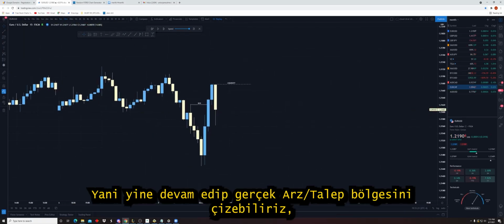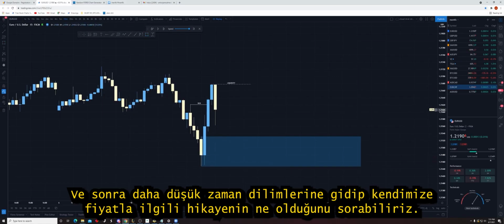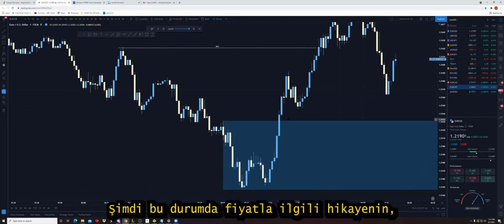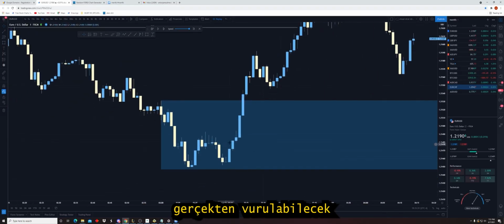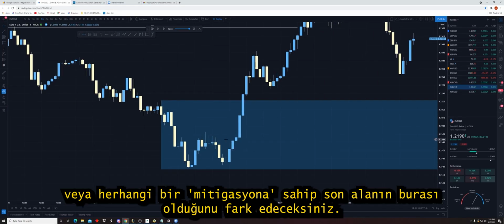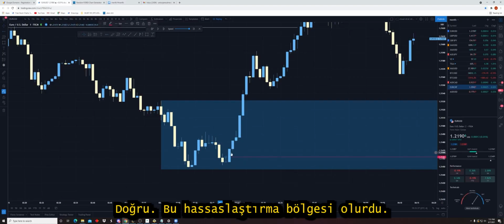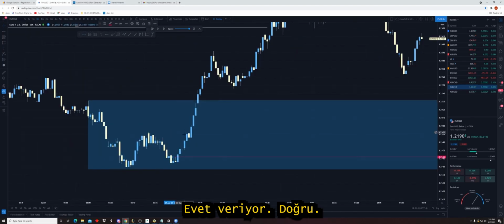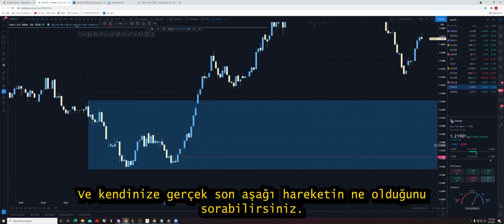How do we refine? So again, we can go ahead and draw out the actual supply and demand zone, which is this one. And then we can go to the lower time frames and ask ourselves what the story is about price. Now you'll notice that in this case, the story about price is that really the last area that could be hit or that had any mitigation is down here, right? So this would be the refinement zone. You can get a little bit lower if it lets us. Yes, it does. Right? And you can ask yourselves, what's the actual last down move?